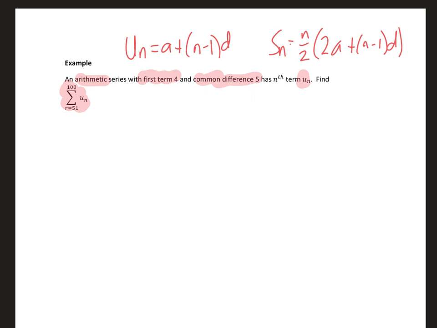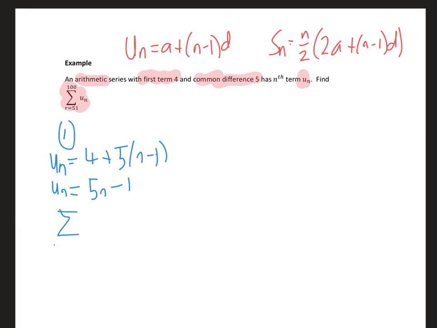One way I could do it, so method 1, is I could work out what the nth term is. So un is a plus n minus 1d, so it's 4 plus n minus 1 times 5. I can simplify that to give me un is 5n minus 1. So I'm asked to find this.